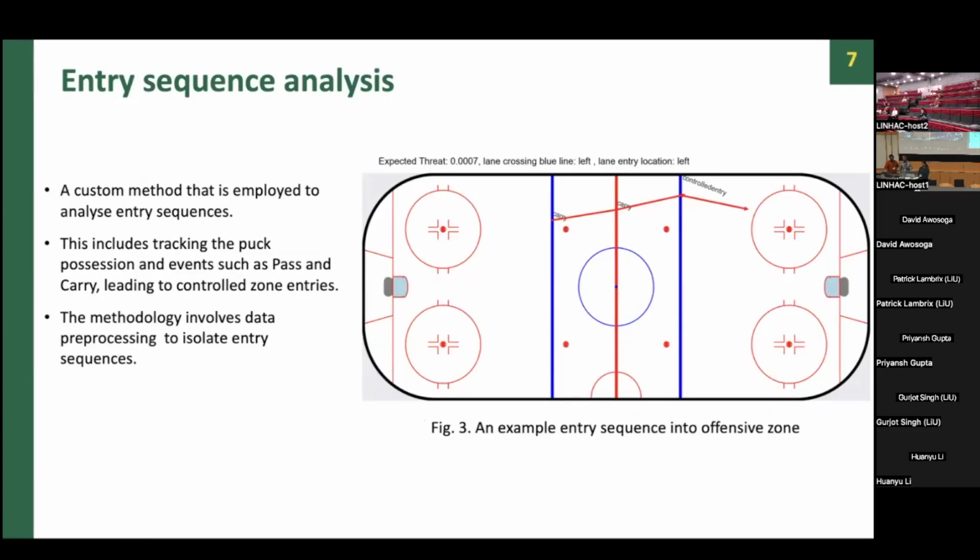In this entry sequence analysis, like I said, we do data processing to isolate the entry sequences. The events we use for research are mainly passes and carries. We also track the puck from which lane to which lane, and from which coordinates to which coordinates it moves, so that we get an entry sequence, a sequence of events that leads to a successful zone entry. So now we have the methods, and we will look into the results of what our methods have given. Over to Priyansh.